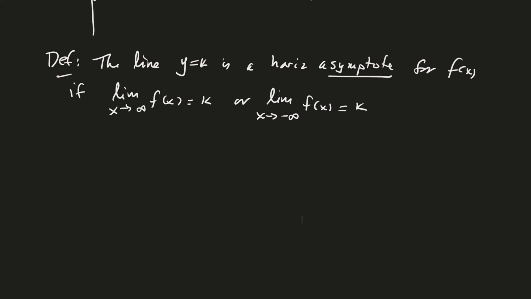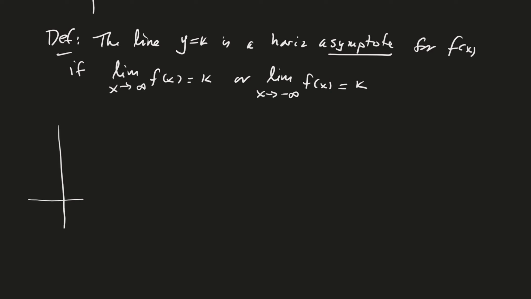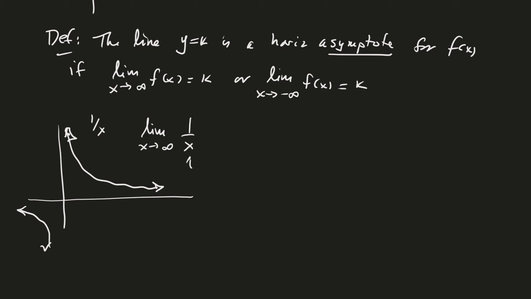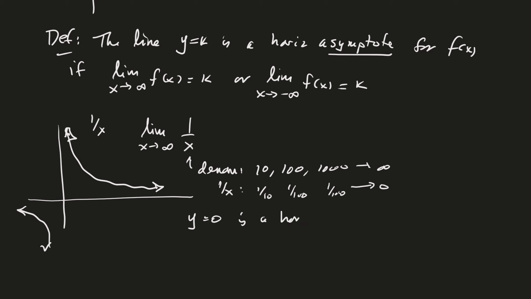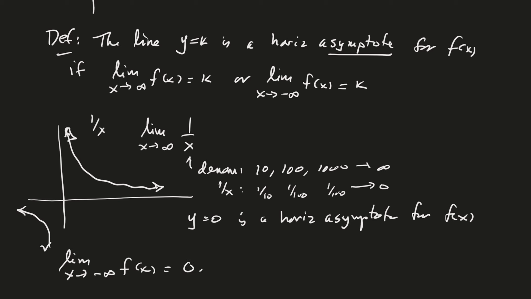There are some functions that we know that have horizontal asymptotes. For example, do you recognize this function? Maybe not. I was trying to write 1 over x. If we take the limit as x goes to infinity of 1 over x, the denominator is getting bigger and bigger, for example 10, 100, 1000, and so the function becomes 1/10, 1 over 100, 1 over 1000. These numbers are going to 0 as x goes to infinity. So we would say that y equals 0 is a horizontal asymptote for f of x. And by the way, the limit as x goes to minus infinity of f of x in this case is also equal to 0, so you get the horizontal asymptote going in both directions.